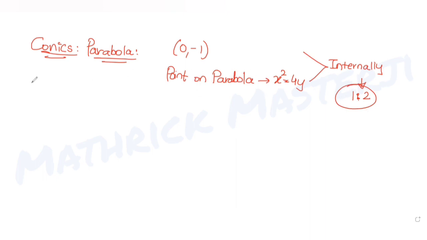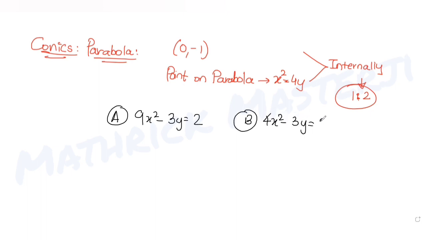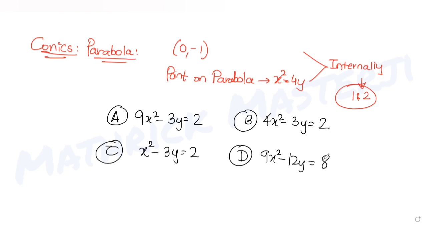The answer choices present here are: 9x squared minus 3y equals 2; second, 4x squared minus 3y equals 2; the third, x squared minus 3y equals 2; and the last, 9x squared minus 12y equals 8. We need to figure out which one is the correct answer for this locus of a point. So let's further solve this question and see.